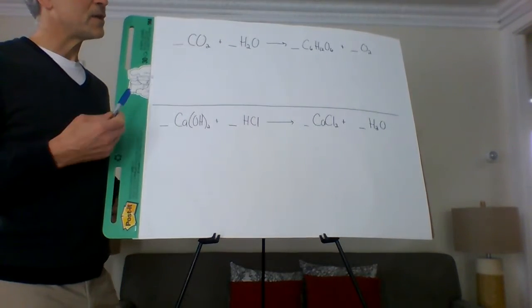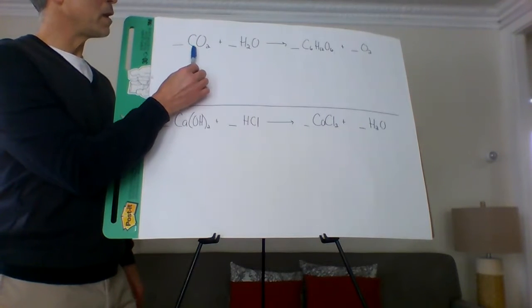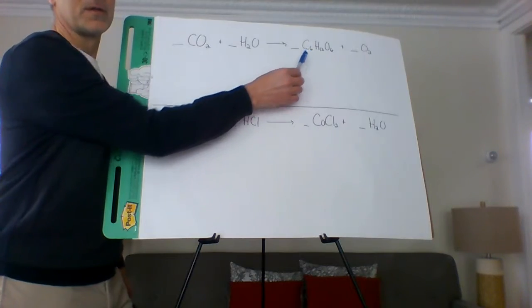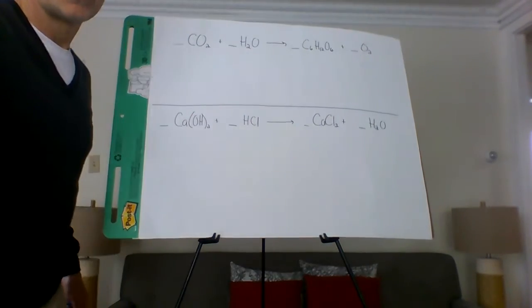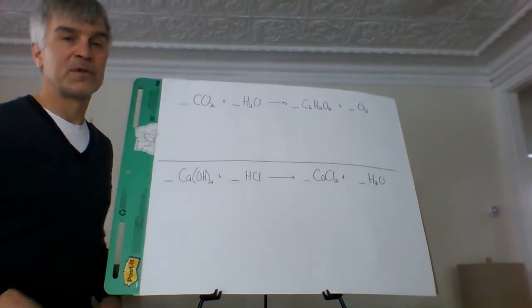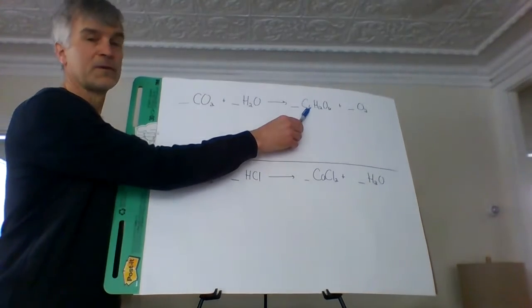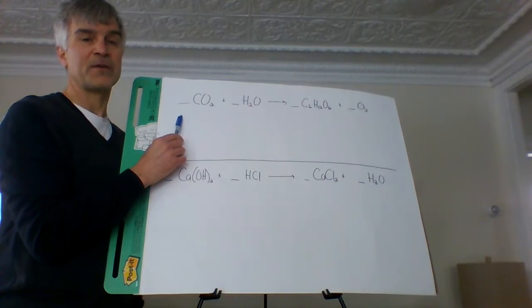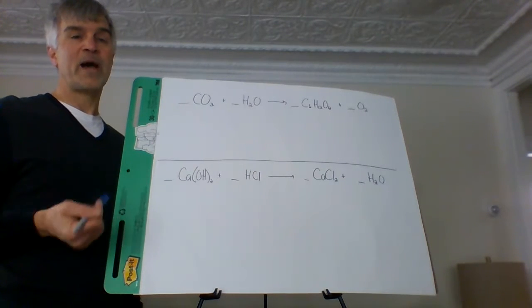However, if you look at this, I have one carbon in the reactants and I have 6 carbons in the products. That can't happen. We can't produce 6 carbons from 1 carbon. That violates the law of conservation of mass. So I have to balance this.